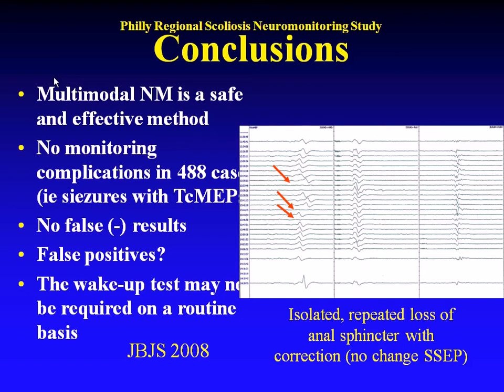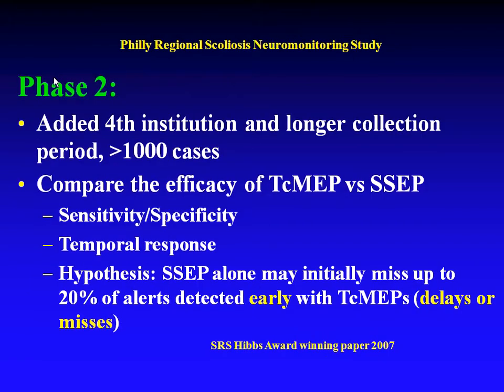There were no monitoring complications. Importantly, no false negative results. There was some concern early on that this led to false positive results, that there were alerts and surgeons would remove screws or back off unnecessarily. I think most of us now who have experience with this technique believe that it's no more a false positive than a low blood pressure is a false positive. It's really an assessment of the physiology, the blood supply of the spinal cord. And if you start to lose signals, it's just an early warning that you're starting to get into a situation that could have irreversible change.